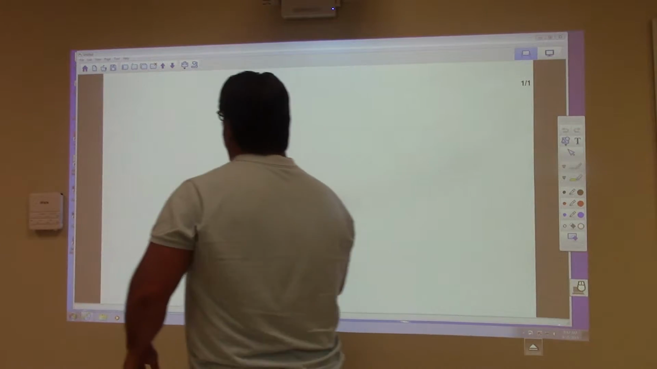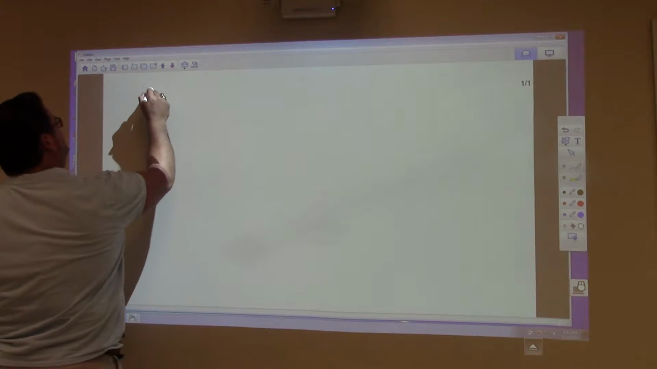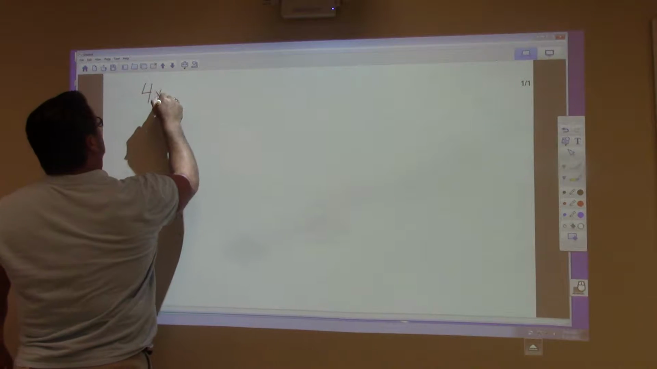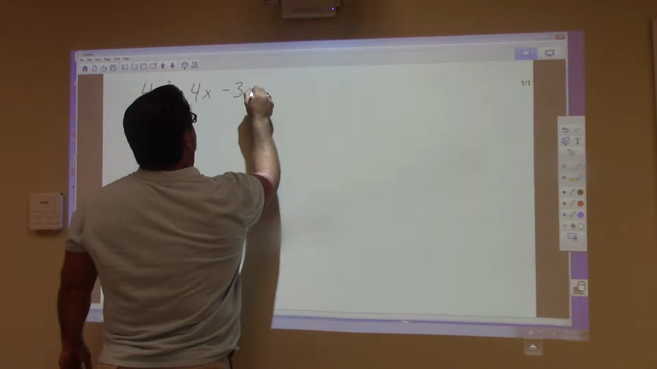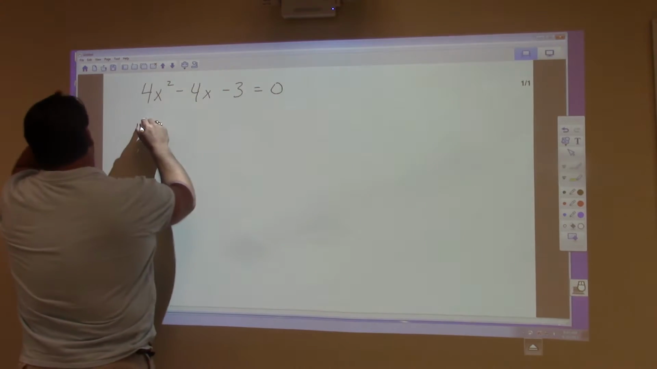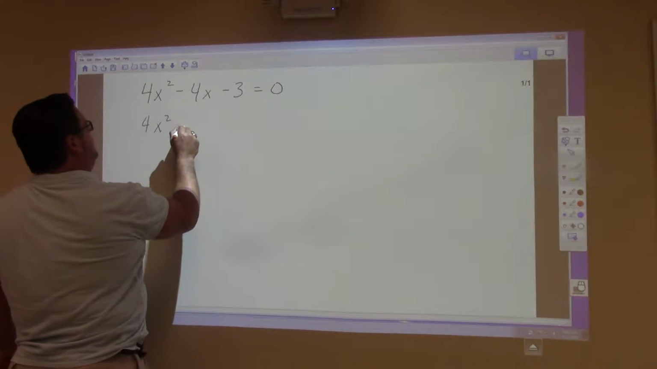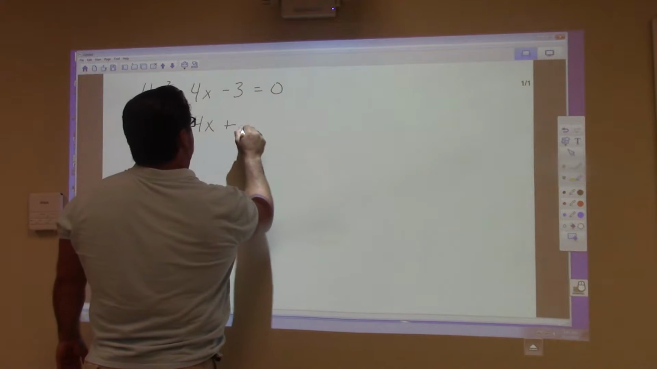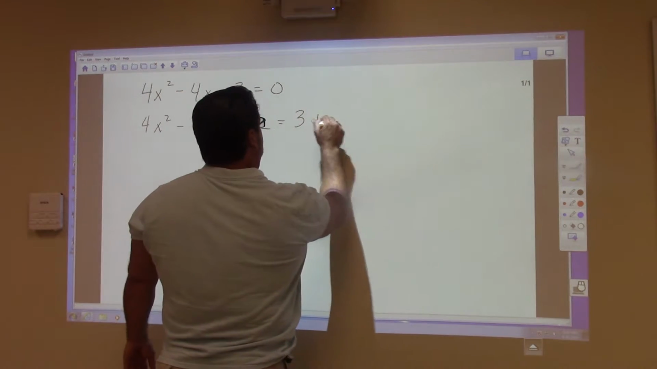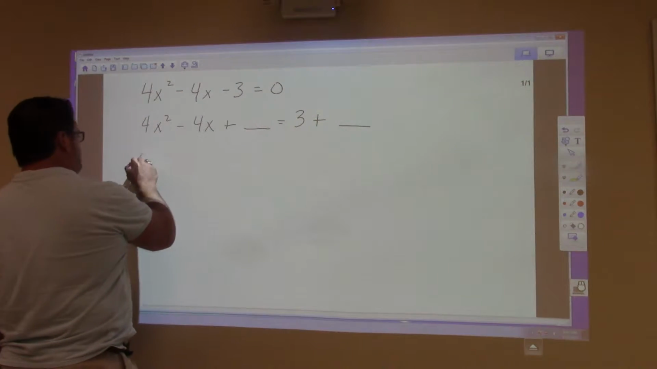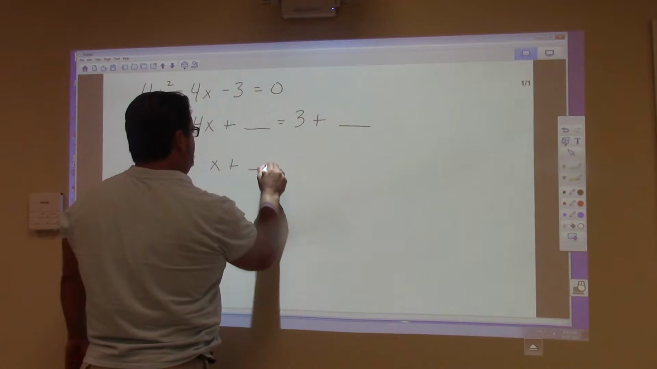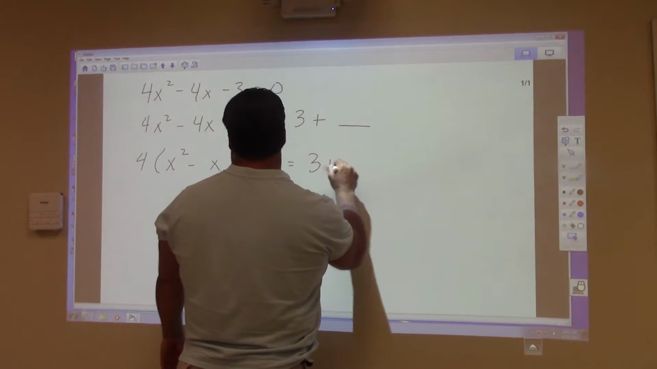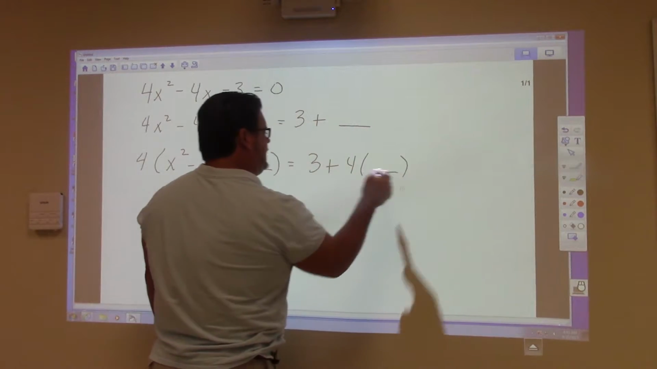All right, give it to me. 4x squared minus 4x minus 3 is equal to 0. 4x squared minus 4x plus blank is equal to 3 plus blank. Factor out a 4. x squared minus x plus blank is equal to 3 plus 4 times blank.